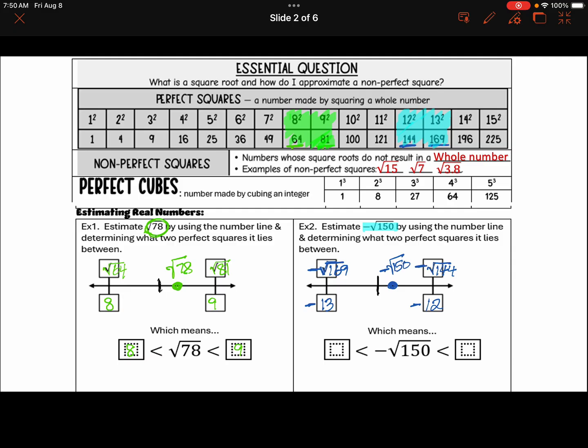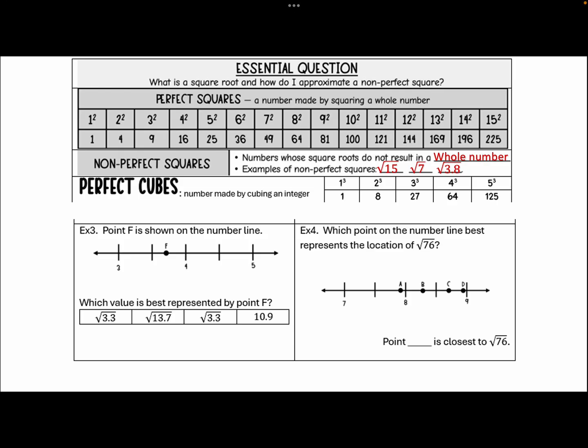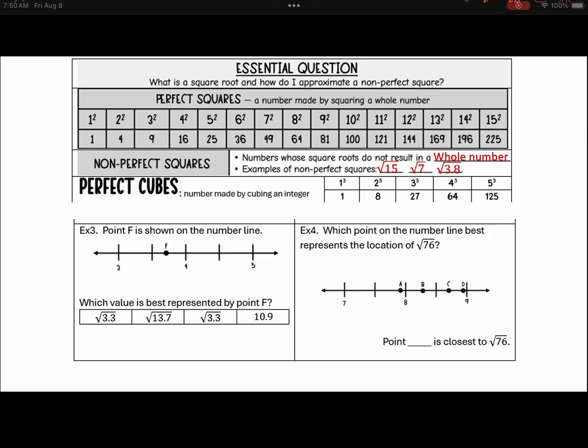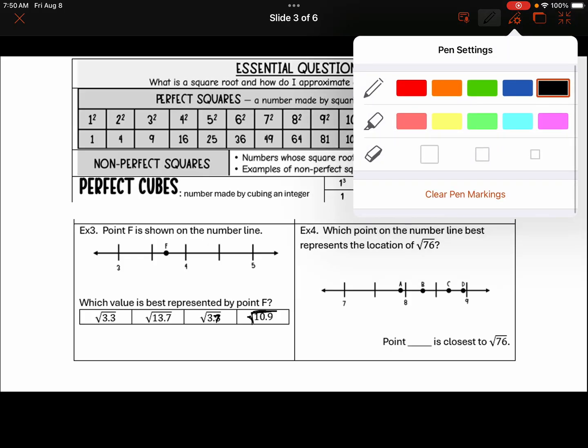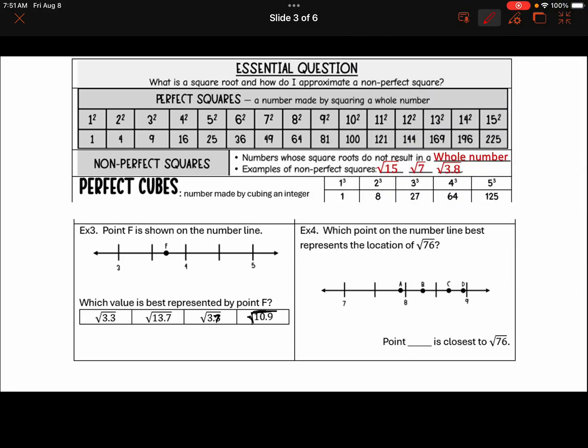Okay, now we're going to go in reverse. They have given us a point F, and we have to decide which one it is closest to. And I have fixed it on your notes, but there were 2 typos. Now they're fixed on the PowerPoint. Okay, so I am first just going to write down here what these things are. So the 3.3 would be closer to square root of 4. So this is close to 2.